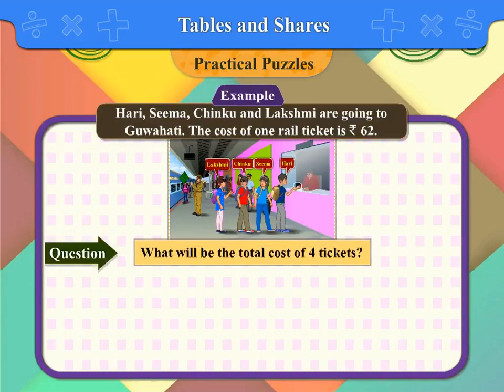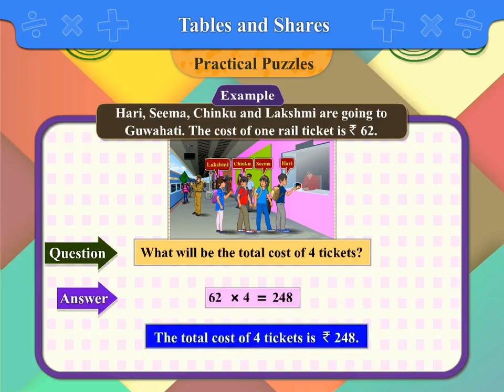Cost of 1 ticket is rupees 62. So, to find the cost of 4 tickets, multiply 62 by 4. 62 into 4 is equal to 248. Hence, the total cost of 4 tickets is rupees 248.